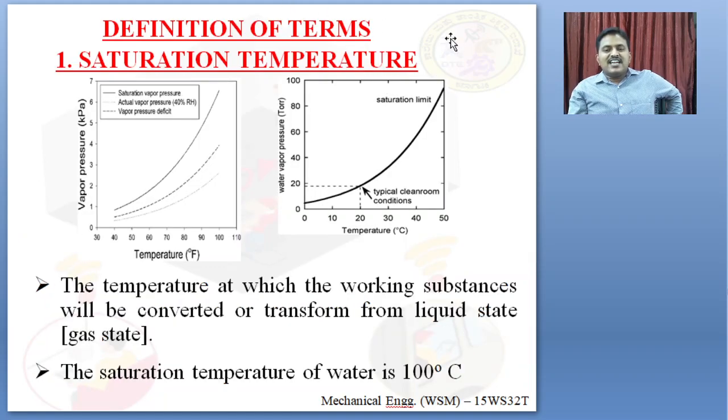Saturation temperature, that is 100% dry steam, occurs at 100 degrees, where the liquid state is completely converted into a gas state. So it occurs at 100 degrees. Here you won't find any moisture content in the steam.